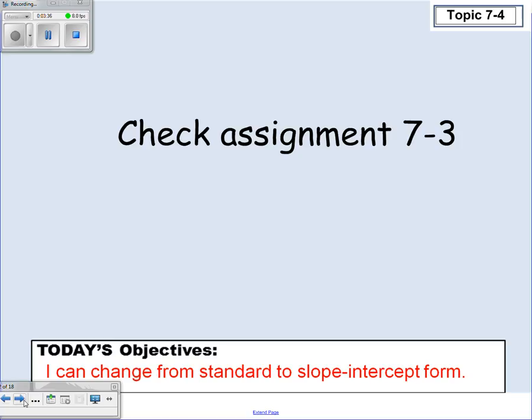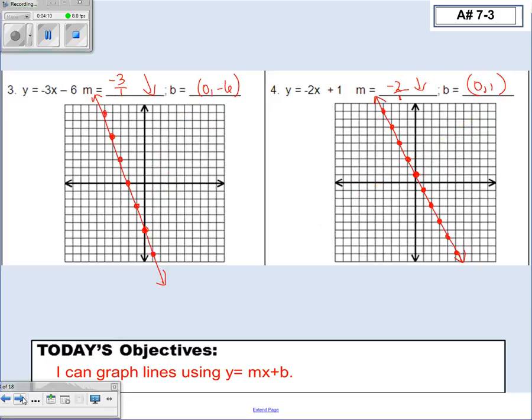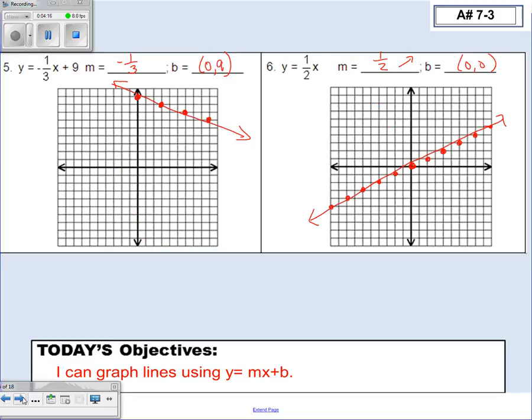Now's an opportunity to check your assignment 7-3. So when you get to the page, you just need to pause the recording in order to check your work. When you are checking your answers, the main thing you want to check for is that you have the beginning point correct, and then also that you have done the slope correct for each problem. So you have problems 1 and 2. There are problems 3 and 4. And problems 5 and 6.